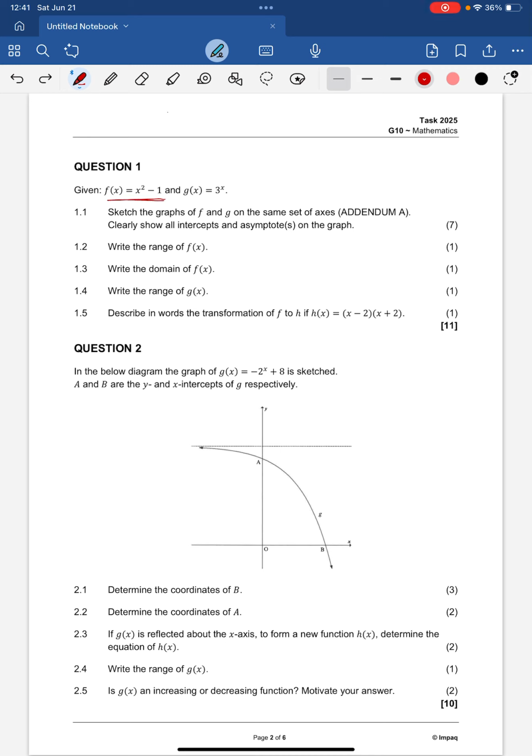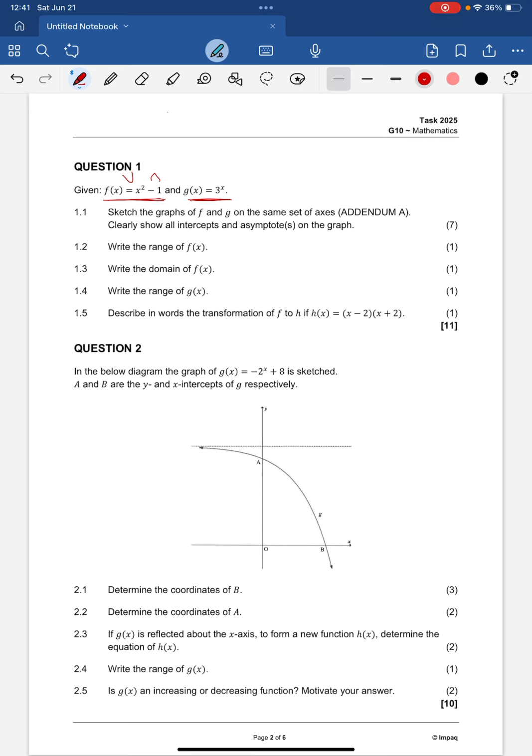This first function here is obviously a parabola. If you've forgotten, it means it's either this shape or this shape. And this function is obviously exponential, because you can see it has x as an exponent, which means it has an asymptote.